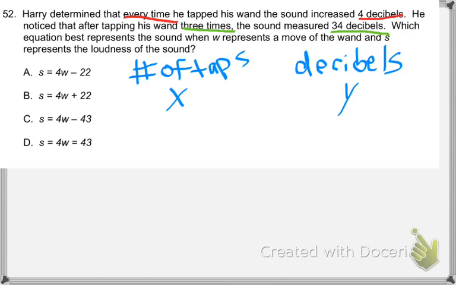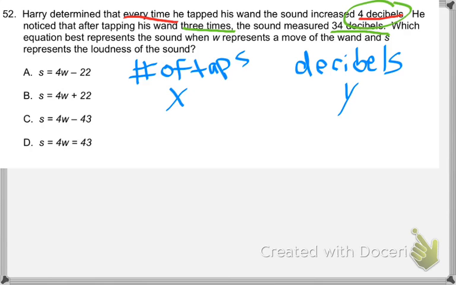So it says, which equation best represents the sound when W represents a move of the wand and S represents the loudness of the sound? So when you look at this question, you're like, okay, we're used to these past examples I've been doing. They've been giving us the y-intercept. But you notice here, they told us 3 times, 3 taps of the wand. That's not a slope or a y-intercept, because 3 times is telling us how many times x is happening. That's telling us x is happening 3 times.